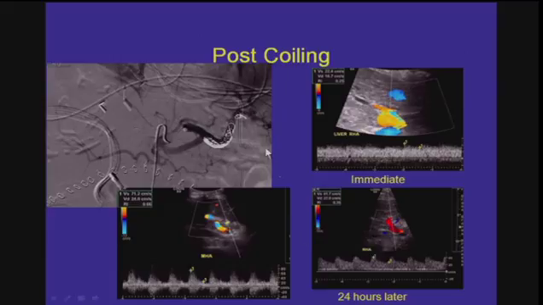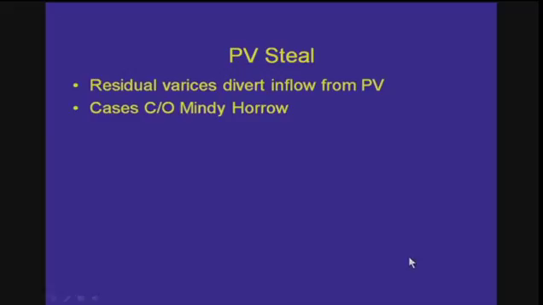And post-coiling, now when we do our injection, we get good flow into the hepatic artery, and all the resistive indices actually return to normal. Not immediately, but certainly within a day, they're much better.